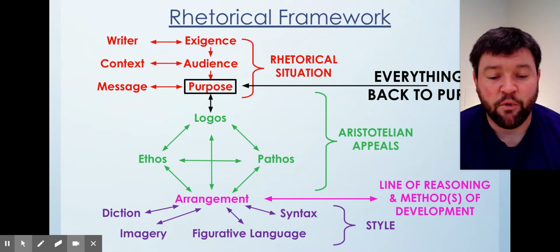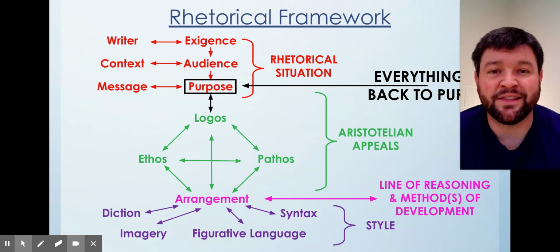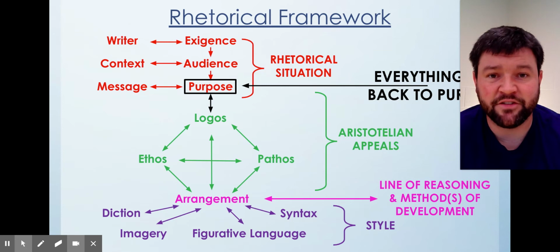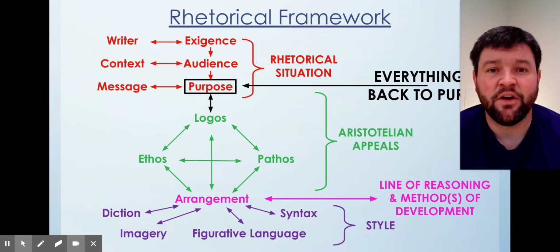We have four colors on here: red, green, pink, and purple. And I'm going to focus right now on the red, which is the rhetorical situation, which is going to take up most of Unit 1. The rhetorical situation in the classical sense is exigence, audience, and purpose. Exigence is the why an author writes. Audience is the who, or the to whom the author is writing. And the purpose is the what. What does the author want us to do with this essay, this article, this speech, this poem, whatever it is?